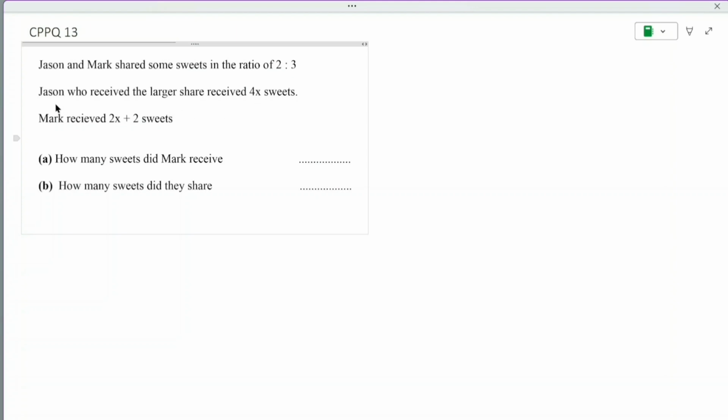Like in the previous question, Jason's ratio is 3 since he received the larger share, and the larger share is the same as the larger ratio. So Jason's ratio is 3. He received 4x sweets. So if this were to be 10, it would be equating his ratio to the number of sweets he got. But in this case, we're given the number of sweets he got as 4x. So we have this equals 4x.